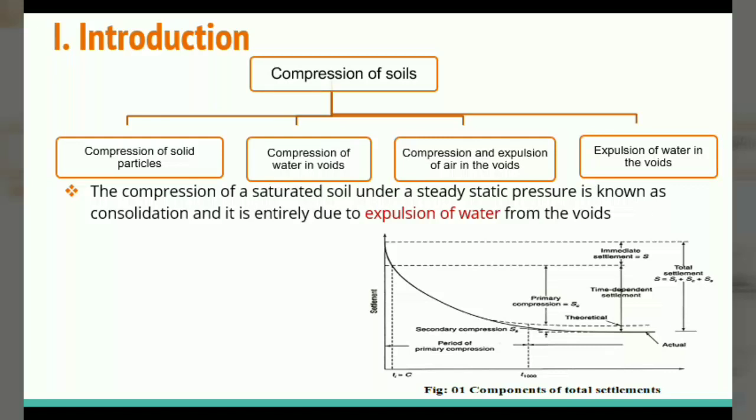So the consolidation of a soil deposit can be divided into three stages. And these three stages are initial consolidation, primary consolidation, and then secondary consolidation. So the total settlement of a structure is the summation of immediate settlement, which is mentioned in figure 1, primary consolidation settlement, and the secondary compression or consolidation settlement.